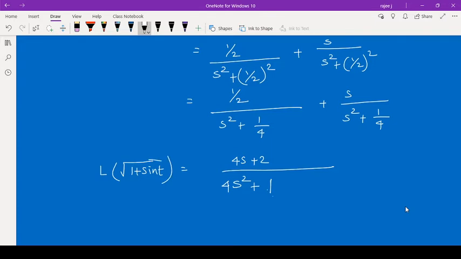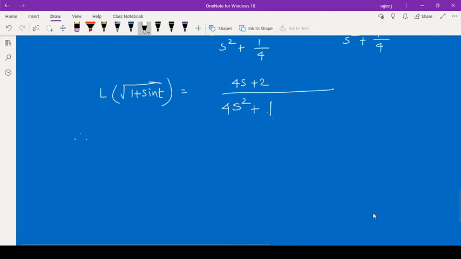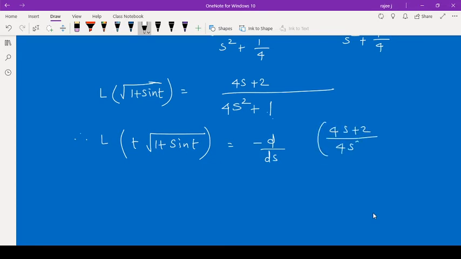Okay, then that is equal to, now therefore L of t into under root of 1 plus sine t is equal to minus d by ds of what will come, 4s plus 2 upon 4s square plus 1. Yeah, Anas has done the problem. So very good. So all of you solve this now and get me the answer.